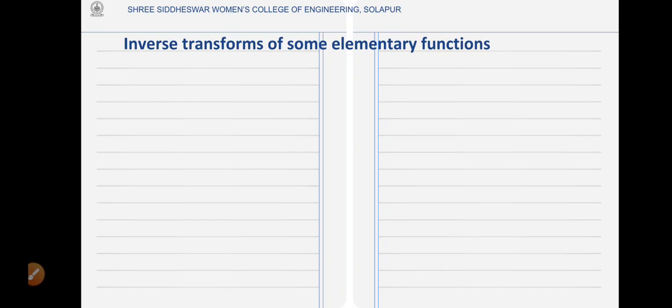Now, inverse Laplace transform of some elementary functions. So, if you are given f bar of s, then you can find its inverse Laplace transform, that is L inverse of f bar of s, which is surely some function of t, that is f of t. If f bar of s is 1 upon s, then its inverse Laplace transform is 1. Why is this so? Because Laplace transform of 1 is 1 upon s and hence inverse Laplace transform of 1 upon s is 1.